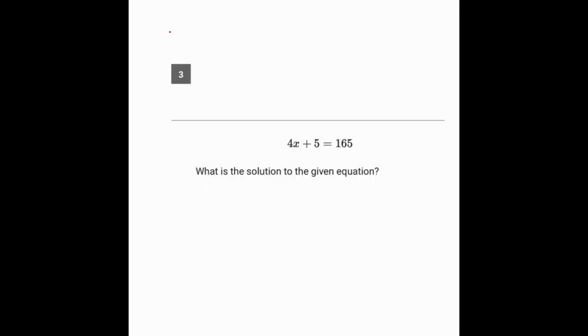Going over to question number 3 here. Here we're just solving an algebraic equation. So of course, we want to get x by itself, but we can't do that until we have this whole part by itself. So we can subtract 5 from both sides to get it by itself, and that'll give you 4x equals 160. And now you can divide both sides by 4, and you'll get x is 40. And that's our answer for number 3.